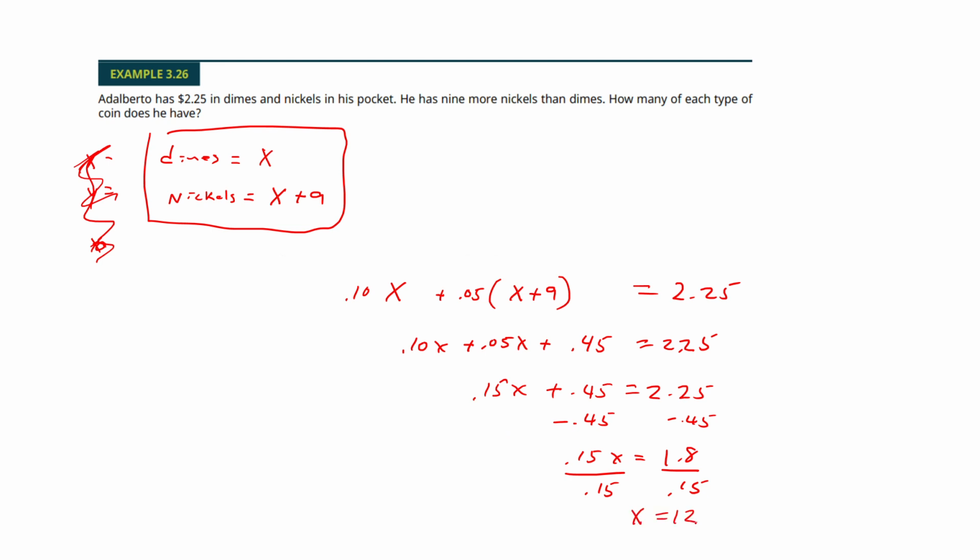Okay, now you're not done. They want each type of coin, so we've got to go back up to our dictionary. Dimes is x, so we know that's 12. Now remember how we did this? We need this to find nickels. It's 12 plus 9. There are 21 nickels. 12 dimes, 21 nickels.